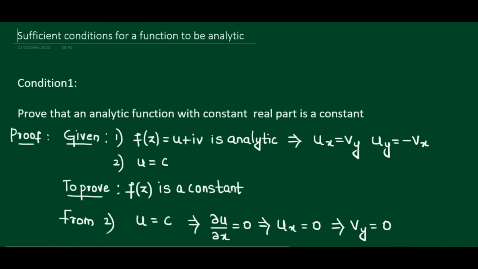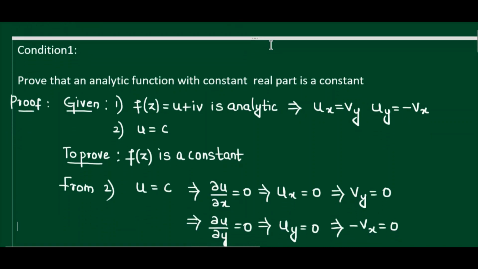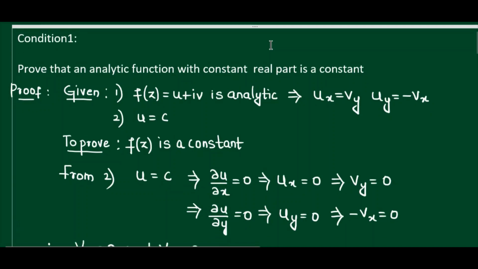Now let us discuss the sufficient conditions for functions to be analytic. These problems are very important. So here I am going to discuss 5 conditions. Condition 1, prove that the analytic function with constant real part is a constant. Here let us discuss what are the given data.